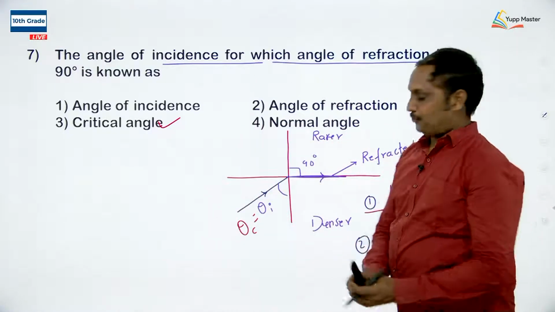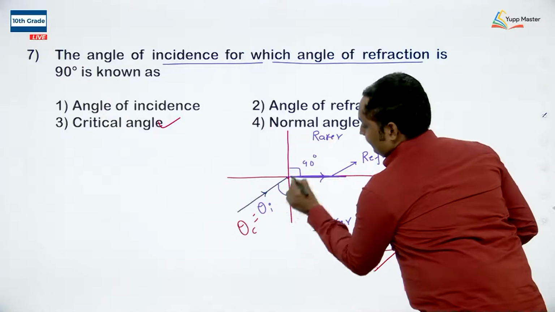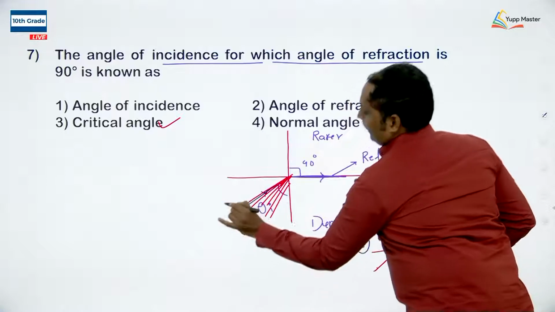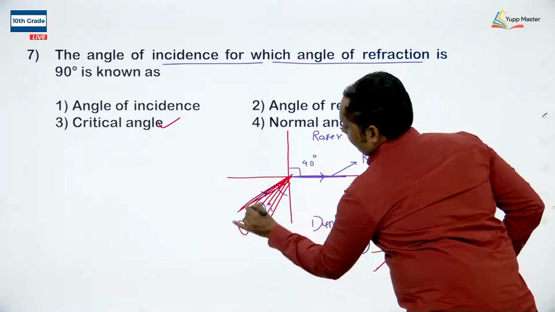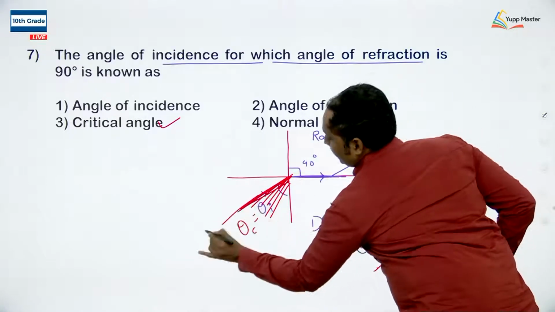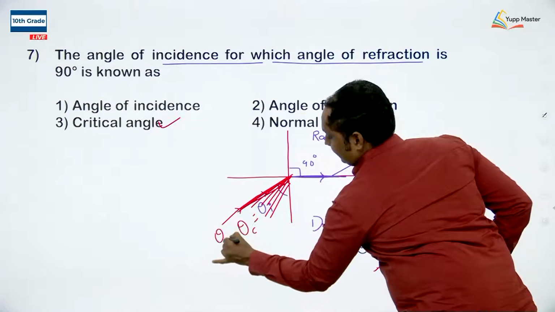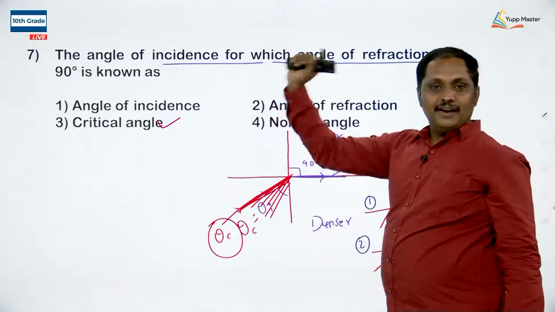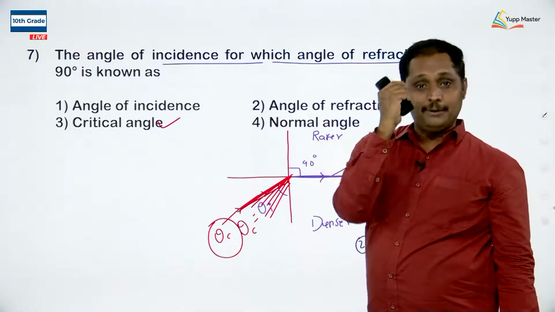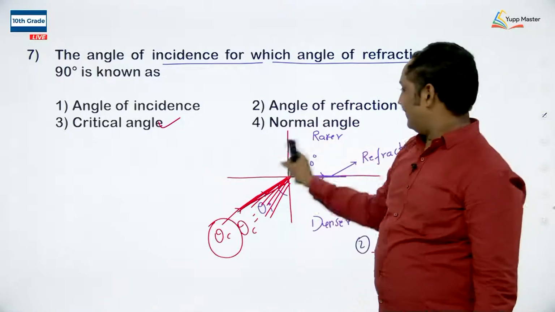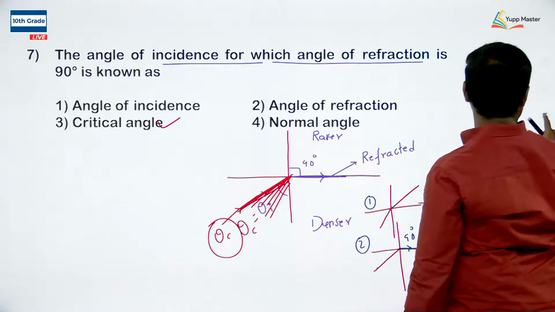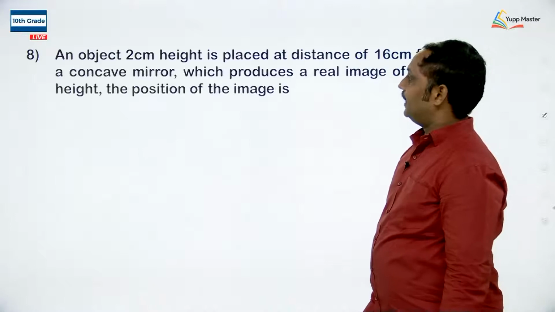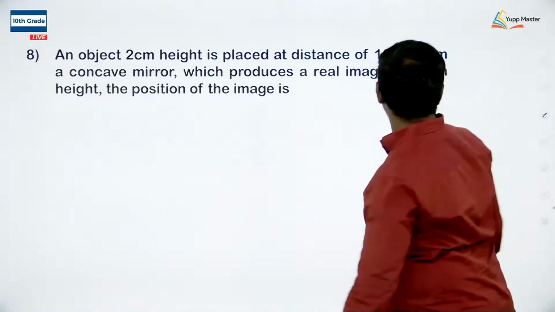So, simply, you will understand: you increase gradually, and at a particular angle of incidence you get the critical angle. Finally, this is the critical angle theta c, very simple. Now, let us go for another question. It is a very simple question, you can understand it very easily.